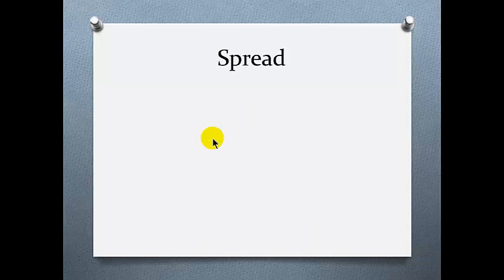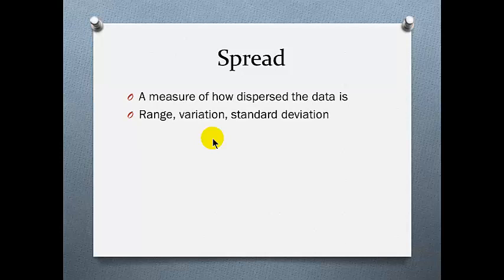So let's talk about spread, how spread out the data is. How dispersed the data is. Are they close together? Are they far apart? This is spread. And there's 3 common measures of spread that you hear about: the range, the variation, and the most popular, the standard deviation. But let's look at each of these 3 individually.